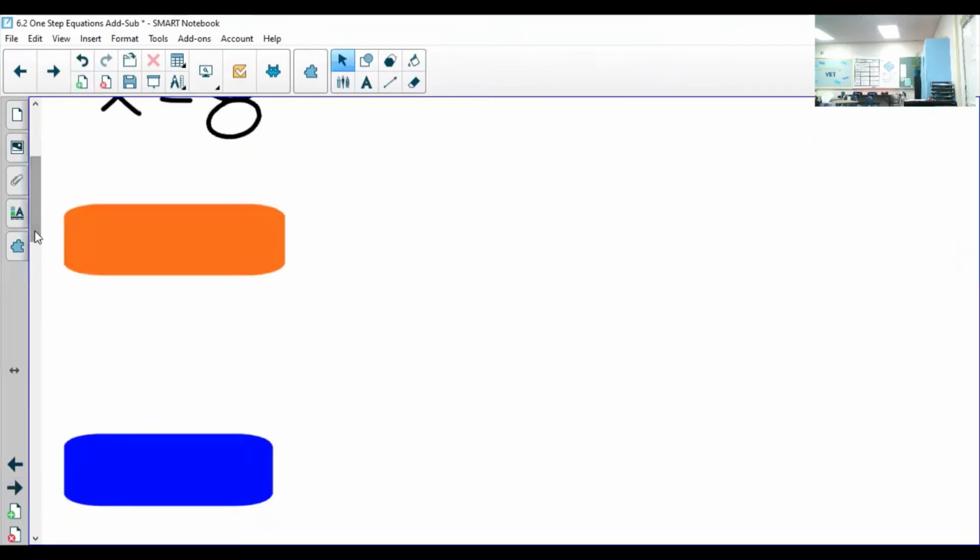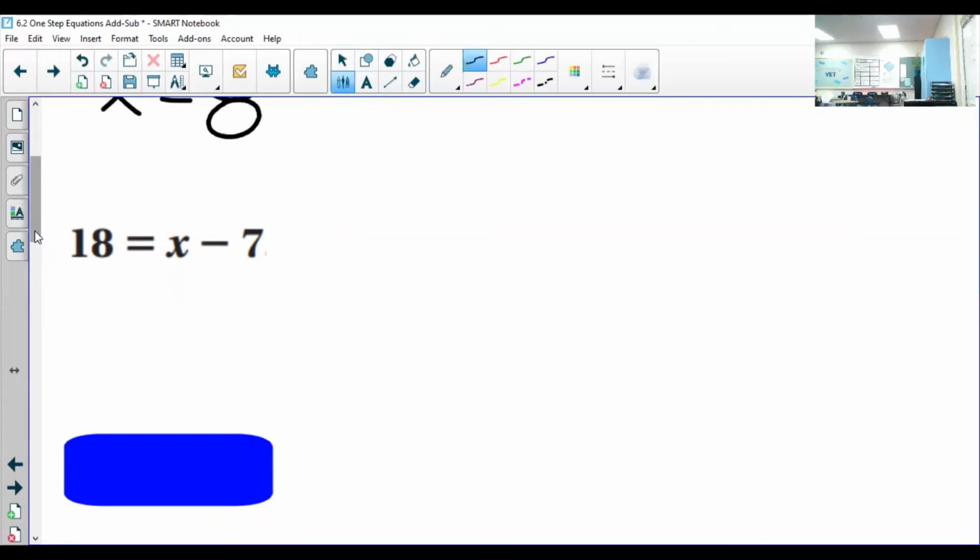So let's try another one. Okay, here we have 18 equals x minus 7. So the inverse of subtract is to add.